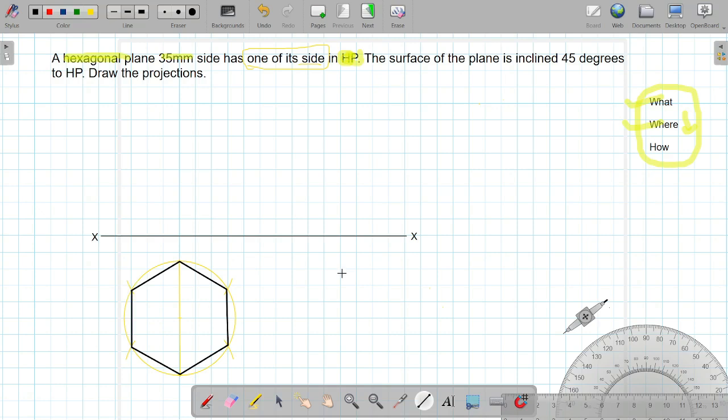So this completes the hexagon. Start naming from this edge A, and then follow the anti-clockwise pattern. So this completes step 1. Now we have to go for step 2.